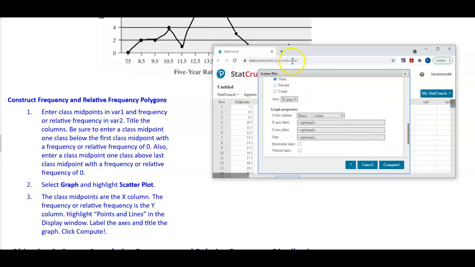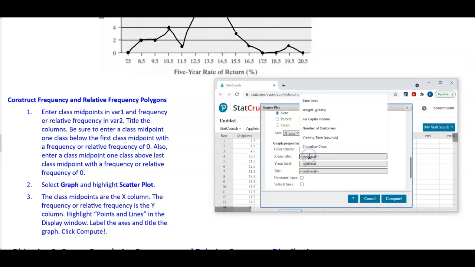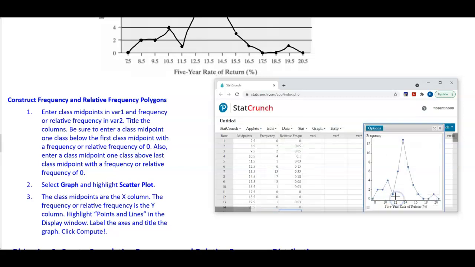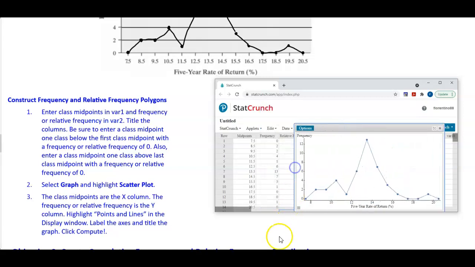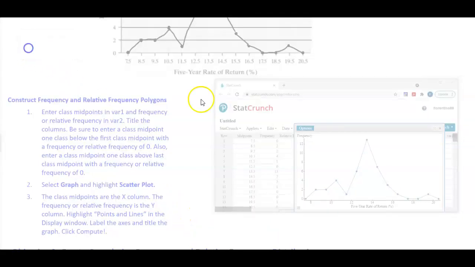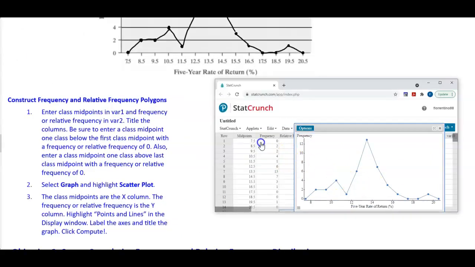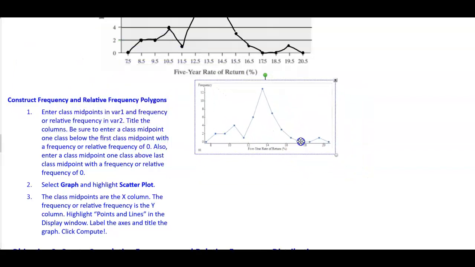And then we're going to label this. So we can label the x-axis as the 5-year rate of return, and that is in a percentage. Okay, and then the y value is going to be the frequency. Okay, and so now we're going to go ahead and select compute. And so now we have our time series graph that should resemble the one that we did by hand. Okay, so this is for the frequency graph.